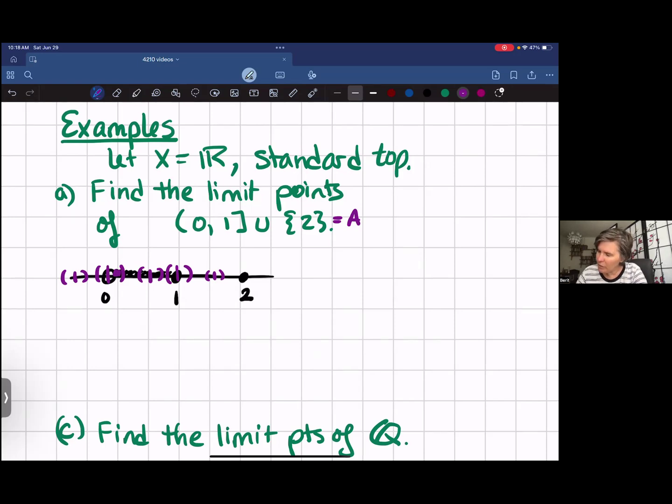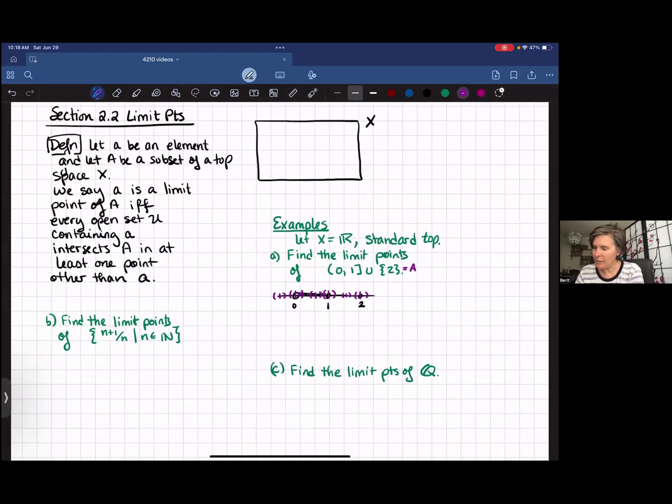Can I draw an open interval around 2? Does that open interval intersect with A? Well, it does because 2 is in the interval and 2 is also in A. But does it intersect with A in a point other than 2? No. So part of the definition of a limit point is that you must intersect with the set you're looking at in at least one point other than the particular point that you're looking at.